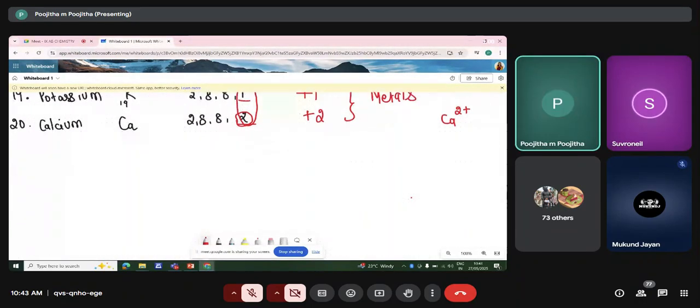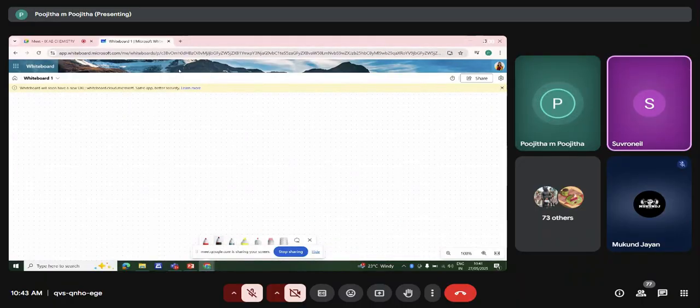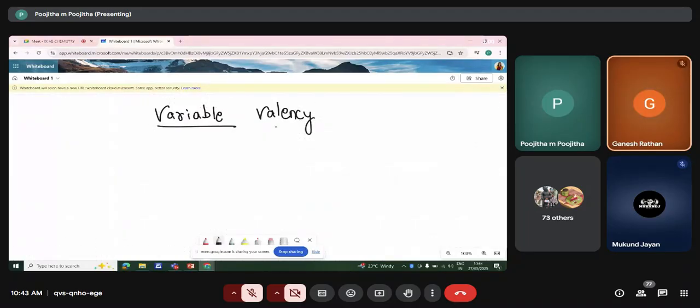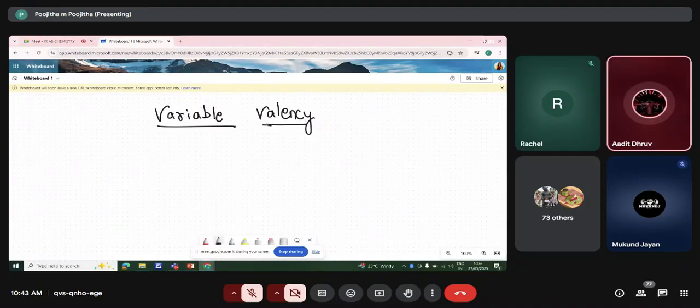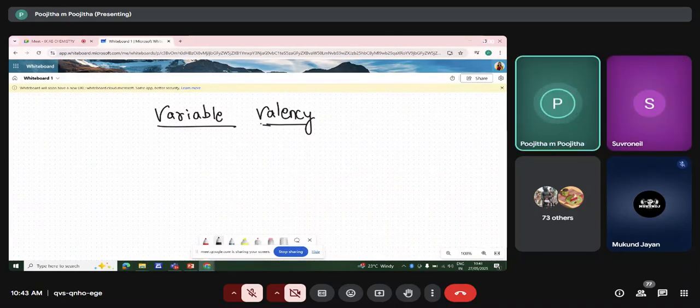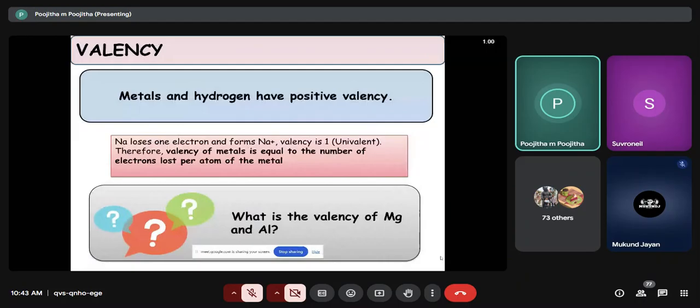Now, there is something called variable valency. Last year you learned what is the meaning of variable. It can be different things. Valencies vary, ma'am. Two different valencies from the same element. Some elements have a tendency to exhibit more than one valency. Okay, let us go through these slides and answer the questions which are here.